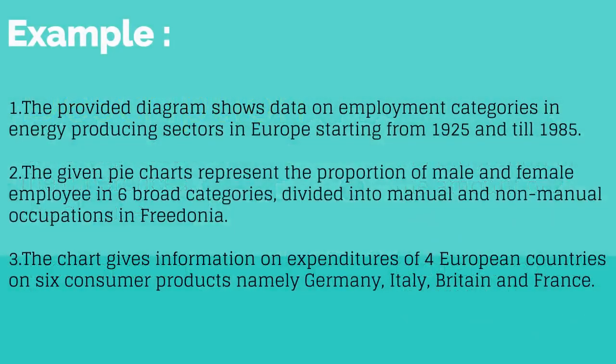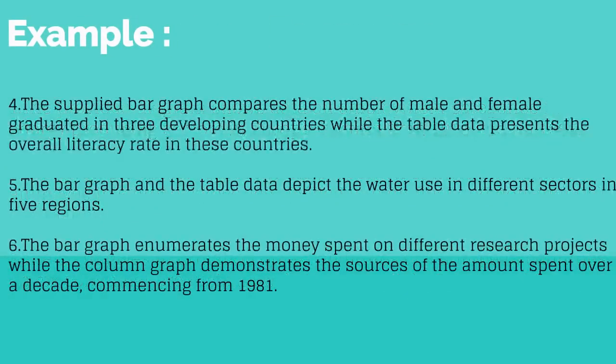1. The provided diagram shows data on employment categories in energy-producing sectors in Europe starting from 1925 until 1985. 2. The given pie charts represent the proportion of male and female employees in 6 broad categories, divided into manual and non-manual occupations in Fredonia. 3. The chart gives information on expenditures of 4 European countries on 6 consumer products, namely Germany, Italy, Britain and France. 4. The supplied bar graph compares the number of male and female graduates in 3 developing countries, while the table data presents the overall literacy rate in these countries.